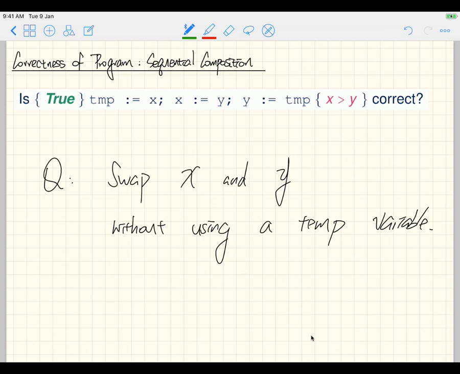Anybody want to contribute? You raise your hand first. I'm not sure if it's right. What about you? I'll write it down exactly as you say. So x is equal to x plus y minus x. And y is equal to x plus y minus x. But x is already updated. Oh, right.